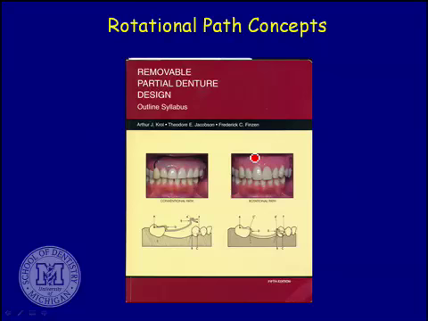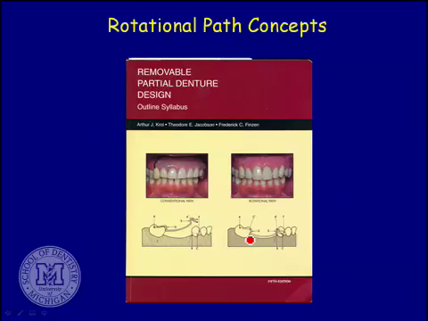In the lower example for the class 3, the posterior seats first, and then once these rest seats are in place, you just rock the anterior down in. When it's fully seated, the proximal plate on the molar takes advantage of the undercut on the mesial of the molar. You seat the partial in the back first, rock it down, and now when it's fully seated, the back can't come up because you have engaged the proximal undercut.